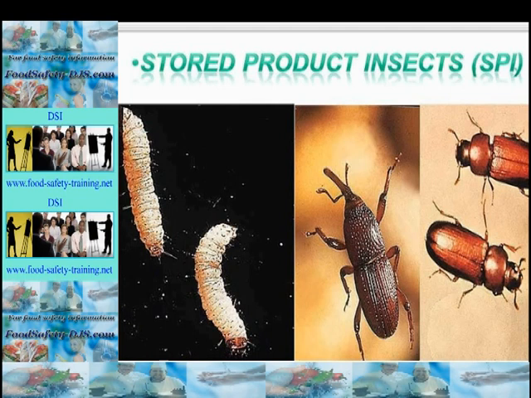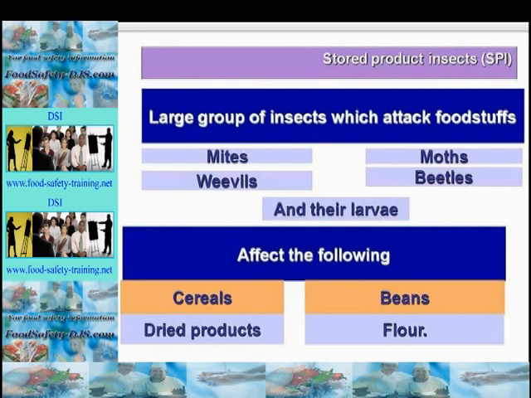Stored product insects, then, are a large group of insects which attack foodstuffs. And they include beetles, weevils, moths, mites, and their larvae. The foods they affect include cereals, flour, which I've already mentioned, beans, and dried products. The insects do not have any direct health significance, but they do cause great economic loss. Infestations are often difficult to detect, and many are nocturnal.